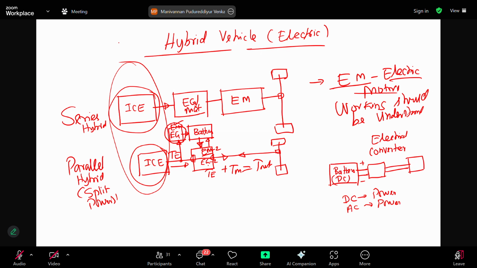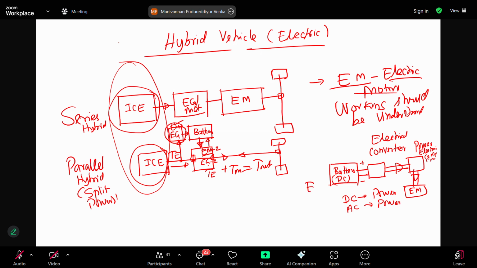Many times the energy from the battery goes to a converter. From the converter, it may not go directly to the motor. Before that, there will be a power electronic circuit, sometimes called a controller, a power electronic control circuit. We'll see what it is. Then from there it goes to the motor, the electric motor. So this is how the power flow happens.